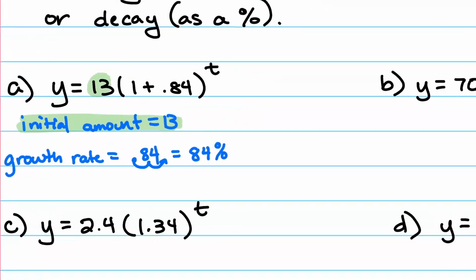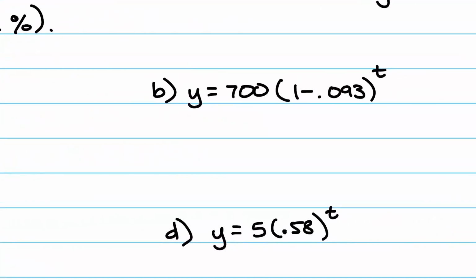All right, that will be easier with practice. So let's take a look at another one. Same thing. I want my initial amount. My initial amount is always the number in front of the parentheses, which in this case, I'm going to say initial amount is 700. And then my growth or decay rate is going to be the number stuck to the 1.